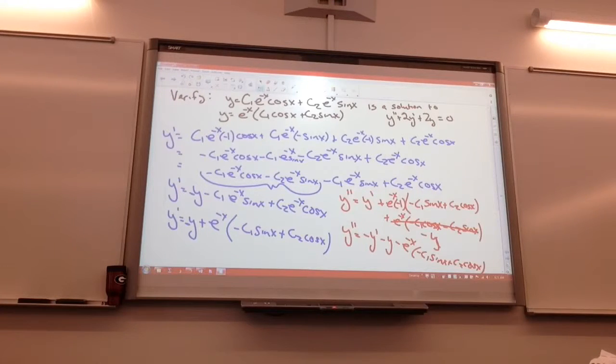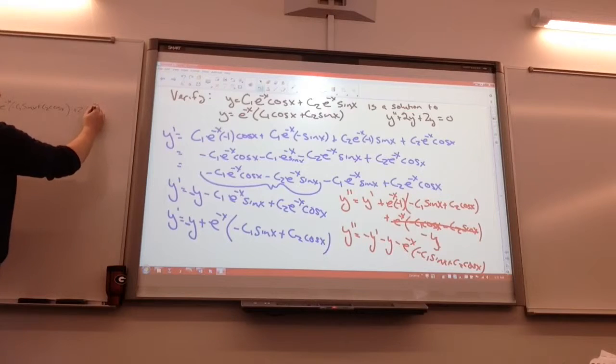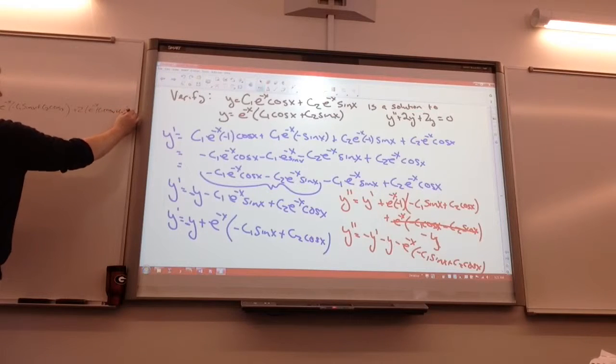Minus e to the negative x times negative c1 sine of x plus c2 cosine of x, plus 2 times what y prime was, which was minus y plus e to the negative x times minus c1 sine of x plus c2 cosine of x. And then plus 2 times what y was, which was e to the negative x times c1 cosine of x plus c2 sine of x. That's all equal to 0.